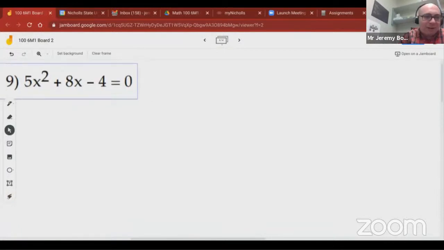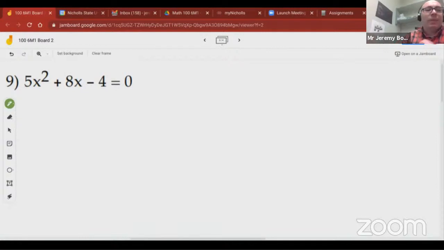All right, 9. So for this one, we have that form we always talk about: ax squared plus bx plus c is equal to 0. It's already equal to 0. That's good to go. It's not set up to be done with the square root method because it's not some term of x squared is equal to some constant.